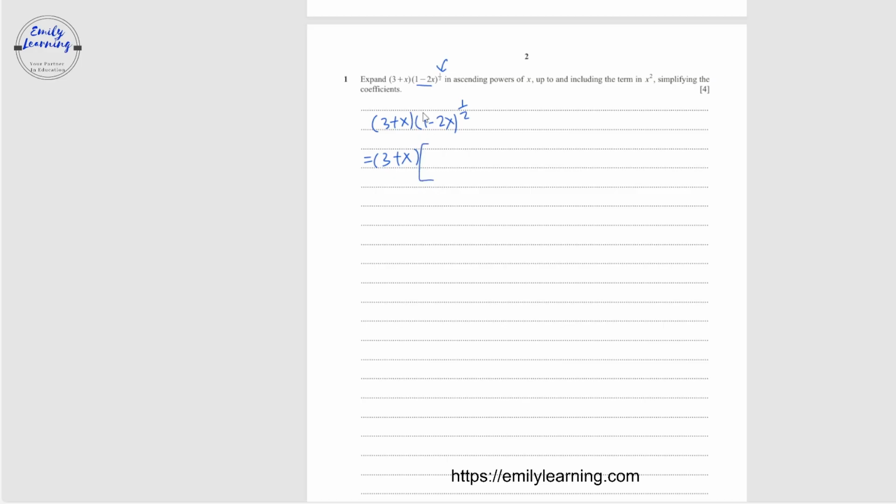So I'll expand. I'll first copy 1. Then next is nx, so it's half times minus 2x. Then it is n times n minus 1 over 2 factorial times minus 2x squared. I'll stop here because we only need terms up to x squared. Next, let's simplify. Half times minus 2 is minus x. Then here, I'll have half times minus half over 2 factorial, which gives me minus 1 over 8. This one, when expanded, gives me 4x squared.